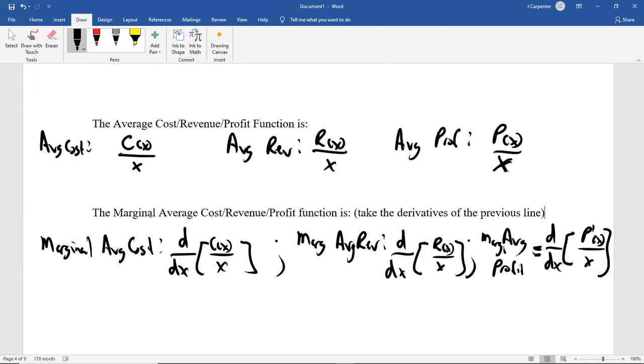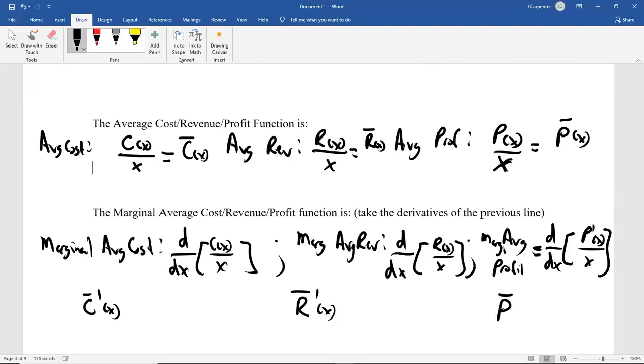These are often represented with bars. So your average cost, C over X, is generally called C bar. So it'll look like this. Or the average revenue function would be R bar. Or the average profit function would be P bar, which would make the marginal ones C bar prime of X or R bar prime of X or P bar prime of X. That's the notation for your averages.